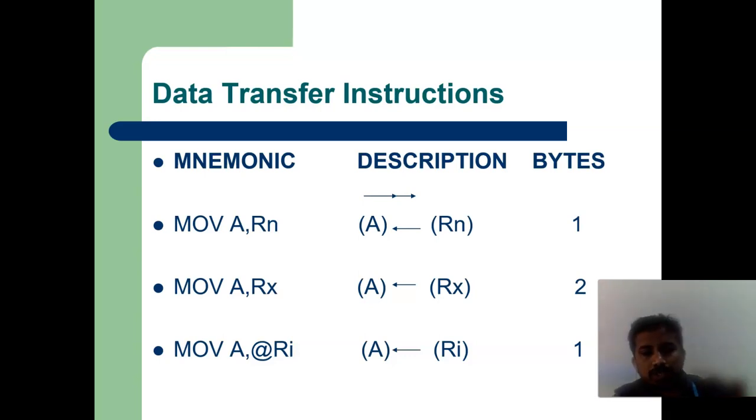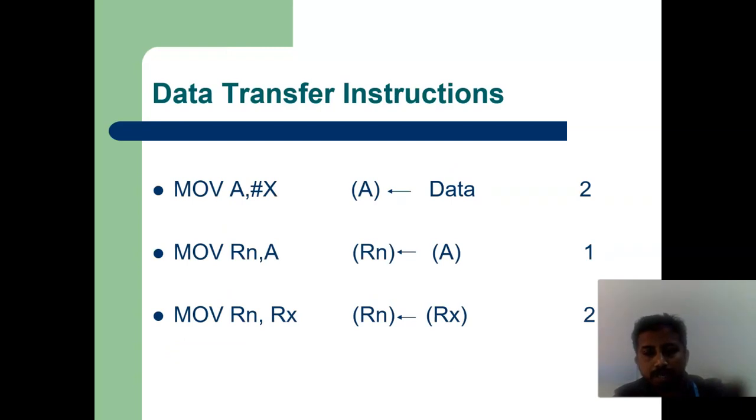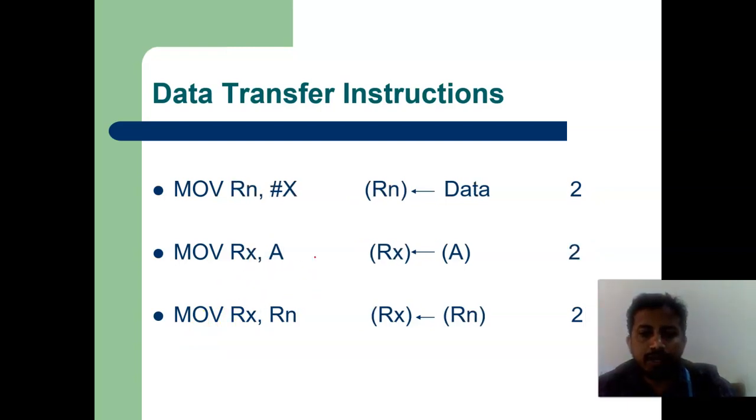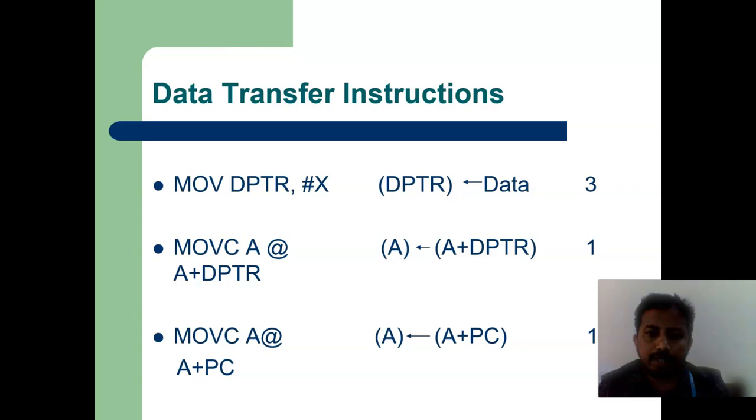This is a simple section. According to the MOV instruction, you can see these examples. A comma hash x indicates some data value, so you are moving a data value into the A register, or from the A register to the Rn register, or from the bank register Rn to the Rx register, any number that you are provided with. Here both bank registers are being used in this example. In this way, different categories of MOV instructions and examples have been given.